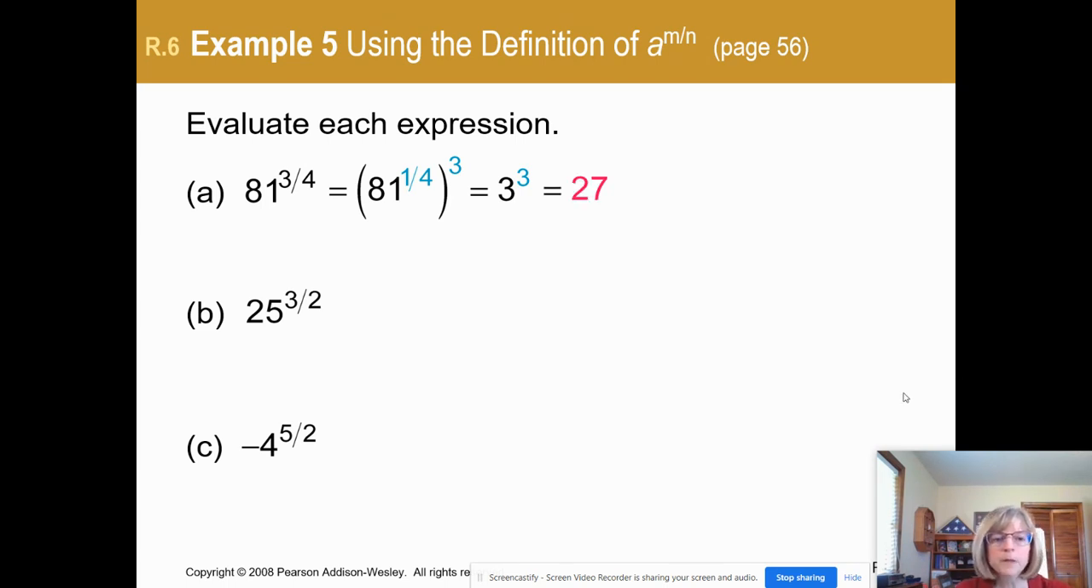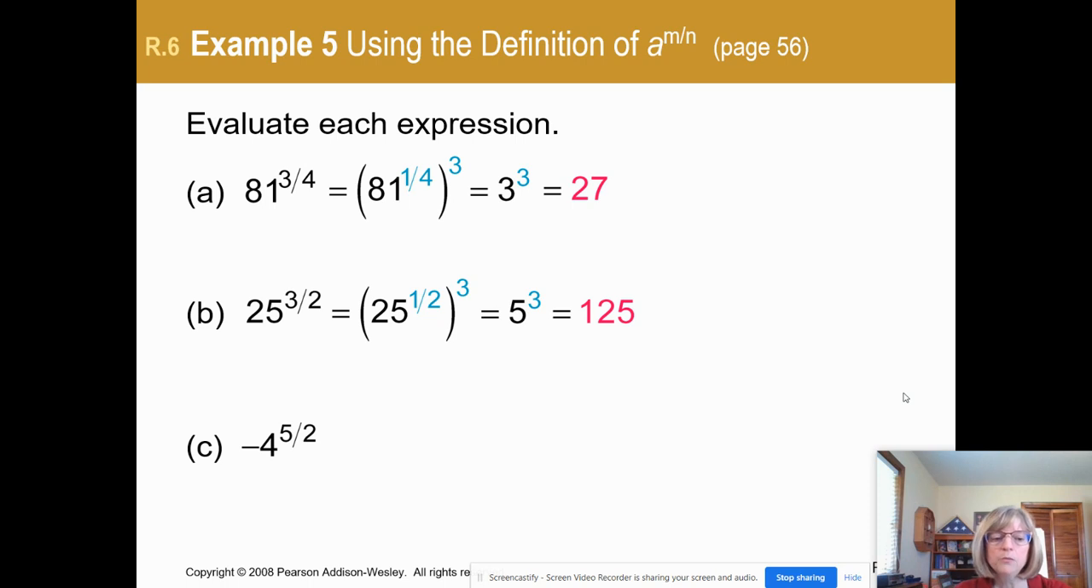For part B, we split it up into 25 to the 1/2 power, to the 3rd power. Now 1/2 means square root. So this is the square root of 25, to the 3rd power, so 5 to the 3rd power, or 125.